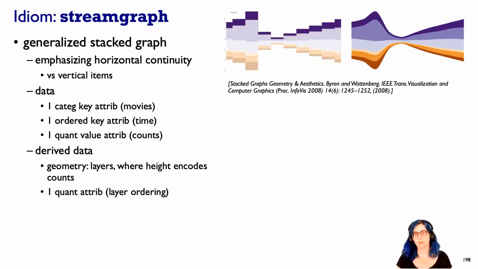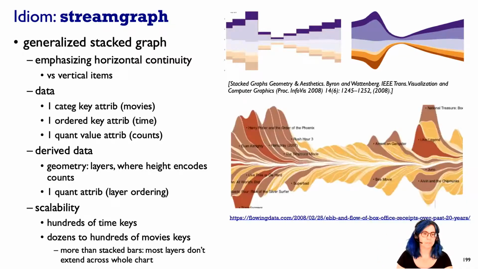If what you wanted to do was look up exact revenue for a particular movie at a particular day, this wouldn't be a good choice. But if you're trying to get some overall sense of what happened at the box office, there's some interesting aspects about this. They explicitly compute a derived attribute, which is what is the order to put these layers in, where that's a global computation across the entire data set. You don't want that to be different for the different time points.